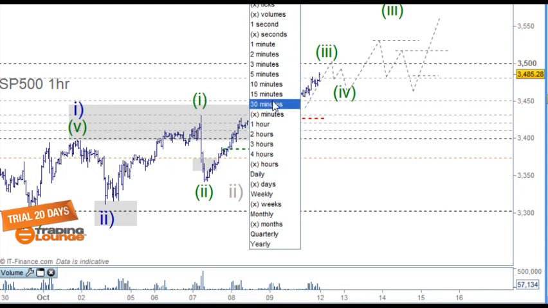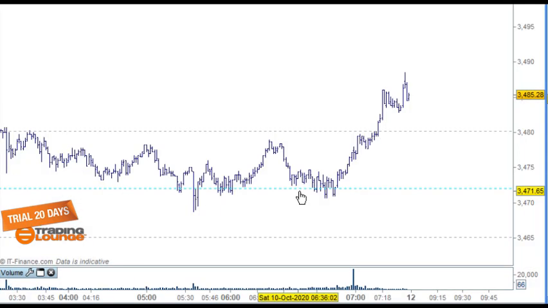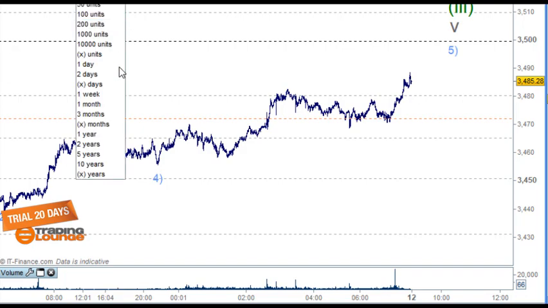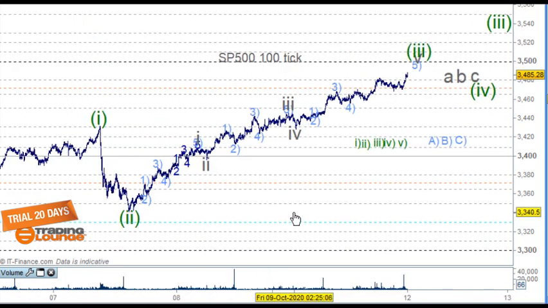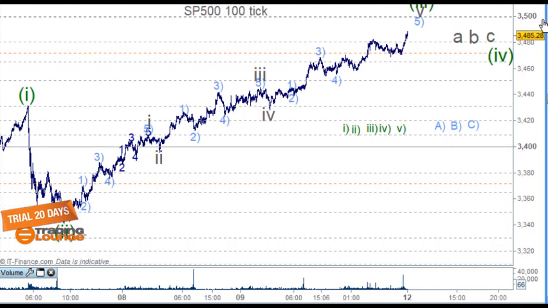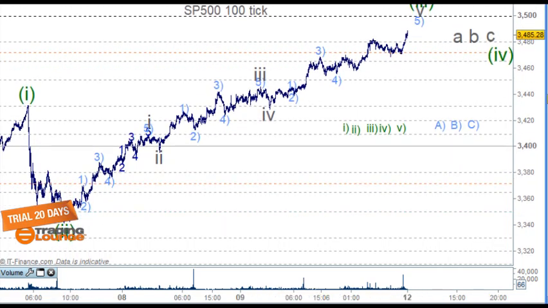Okay, so that's what we're going to have a look at, and I might just jump straight to the tick chart. This is 100 ticks on this chart here. Let me just bring in a bit more data. So this is how I've got it counted.